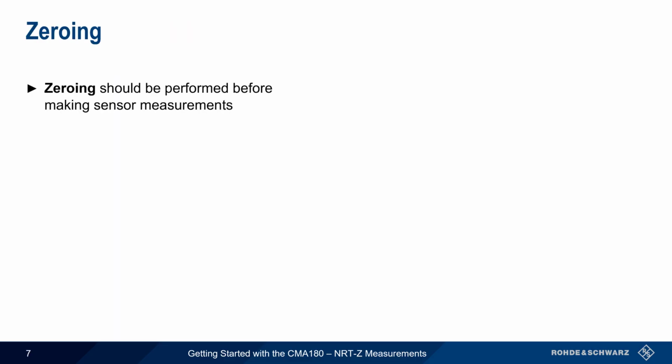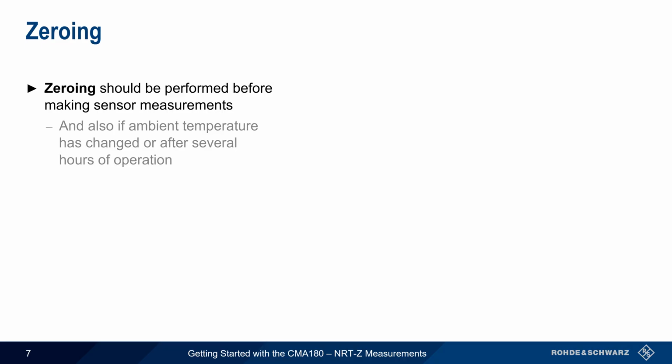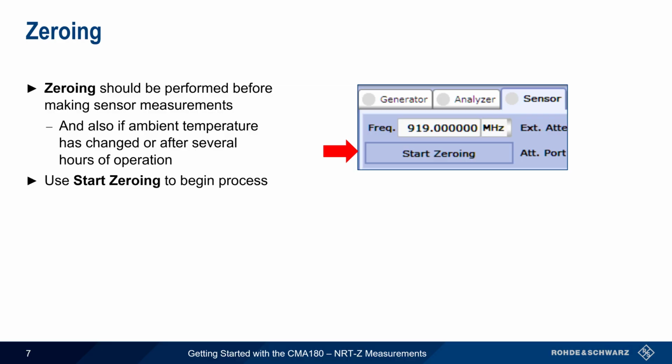Before making any sensor measurements, zeroing of the sensor should be performed. Zeroing should also be performed if the ambient temperature is changed or after several hours of operation. Zeroing is started using the Start Zeroing button.